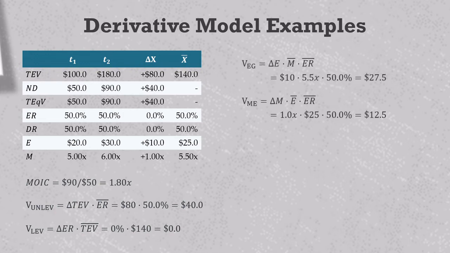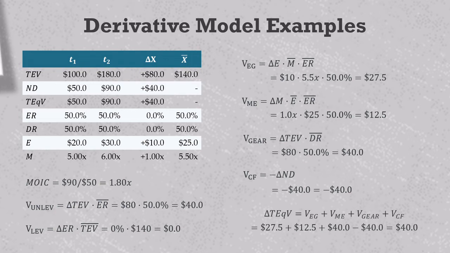That 50% equity ratio also cuts the EBITDA growth and multiple expansion values in half, but the 50% debt ratio means that half of the enterprise valuation growth is assigned to gearing. What's different in this deal is that we increased the net debt from 50 to 90, which is why we have cash flow generation of negative 40. We see no leverage effect on the left because gearing and cash flow generation cancel, and when you add up the value drivers, you get the total equity return of 40.